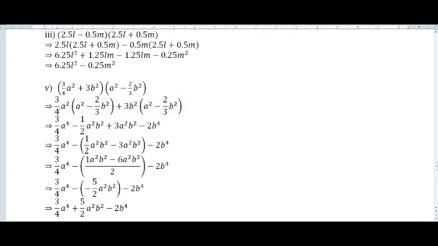So we'll multiply. Here there is always 1, okay? 1 into 3 by 4 is always 3 by 4. A square into A square is A to the power 4 minus 3 by 4 A square into 2 by 3B square. So you have to understand here, if you multiply 3 by 4 with 2 by 3, let me write it here, okay? Please see that.